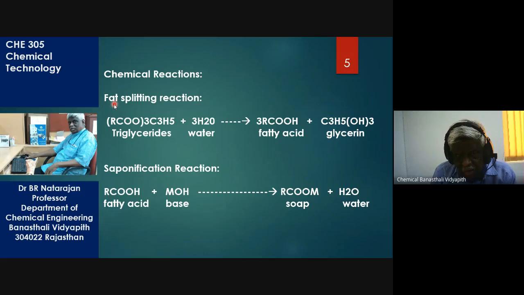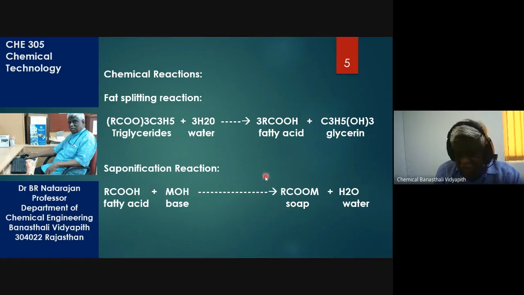First reaction is what is known as the fat splitting reaction. Remember, this is how the fatty acid looks. R-COO, this 3 should be in the subscript, (RCOO)3 C3H5, the long chain fatty acid, plus 3 times water, forms 3 times RCOOH, fatty acid, and glycerine. Right? So the triglycerides with water form fatty acid and glycerine, C3H5(OH)3.